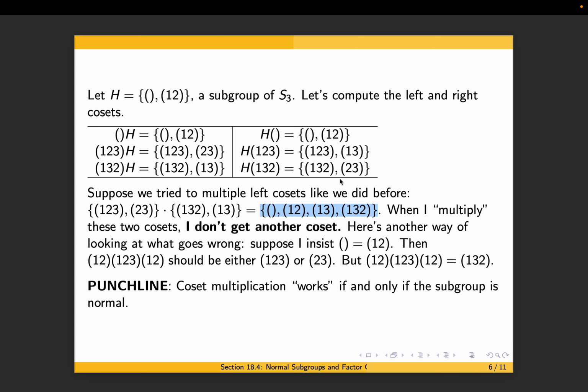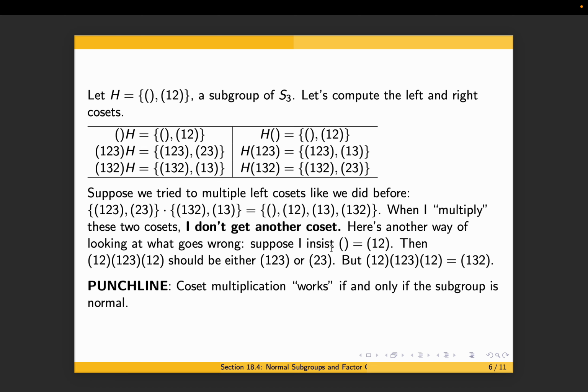So what's happening is, because this subgroup here is not normal, this kind of combination thing doesn't work out nicely like it did before. If I try to combine two cosets, I get something bigger. It's not a coset anymore. So multiplication just breaks down.